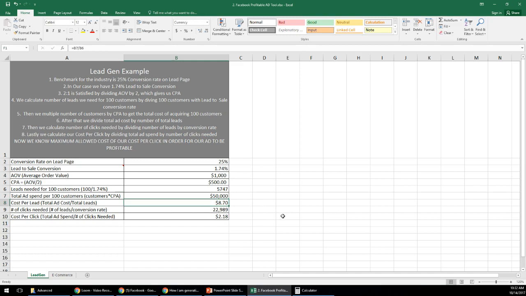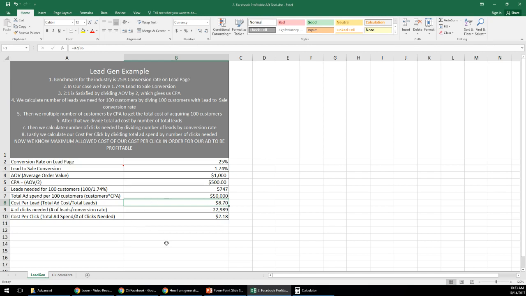Having that number, now we can calculate how much it is going to cost us to generate a lead. Remember, a lead is anyone who goes on our landing page. So just know that. Now we're going to calculate that the total ad cost divided by the total number of leads is going to give us the cost per lead. In this case, total ad cost is 50,000 divided by 5,747. That gives us a cost per lead of $8.70.